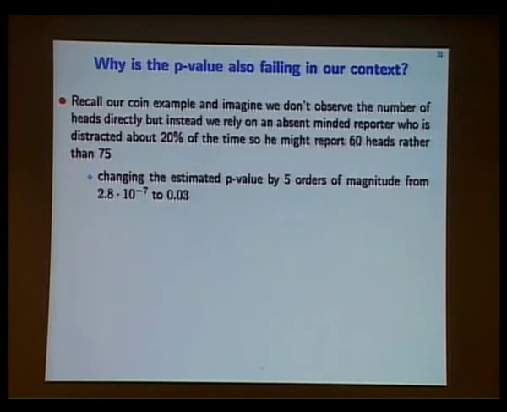Now, if we compute the p-value relative to 60 rather than 75, the significance is significantly altered. This is the original p-value. This is relative to 75. This is the p-value relative to 60. Huge difference, of course. Right? It gave us the wrong answer.